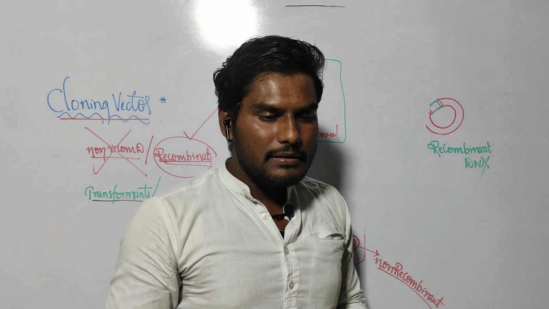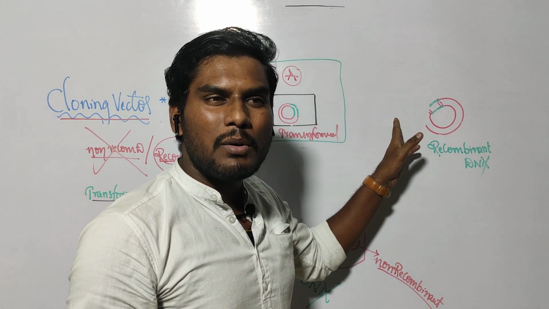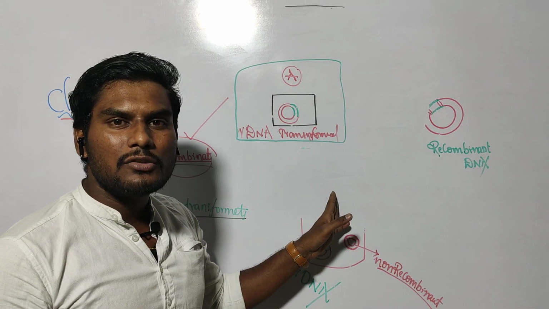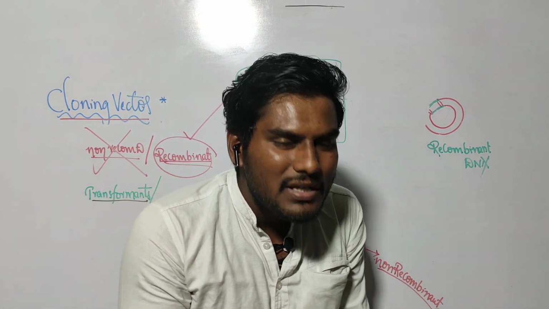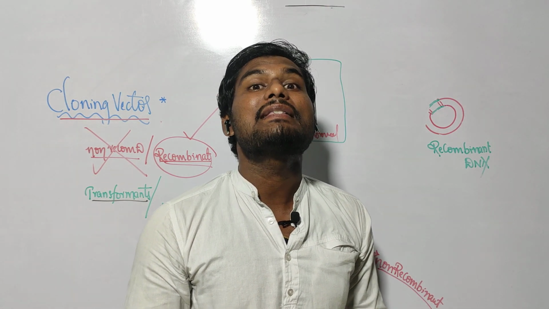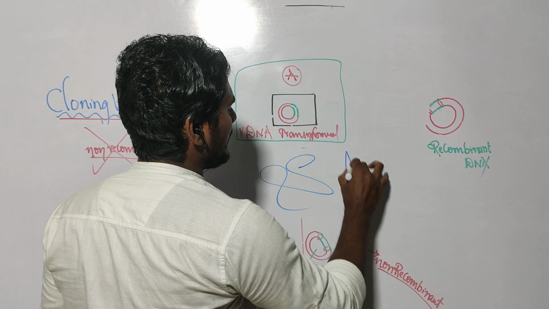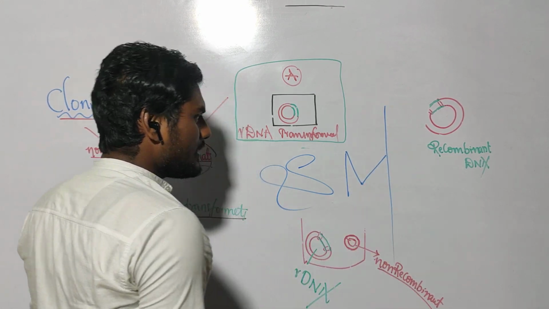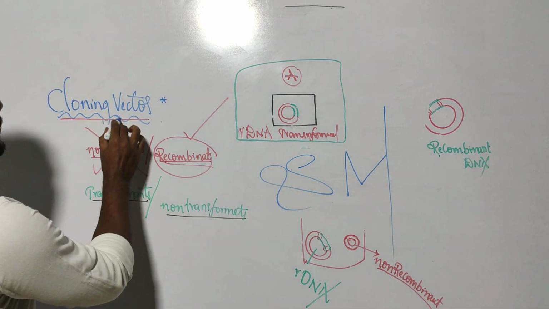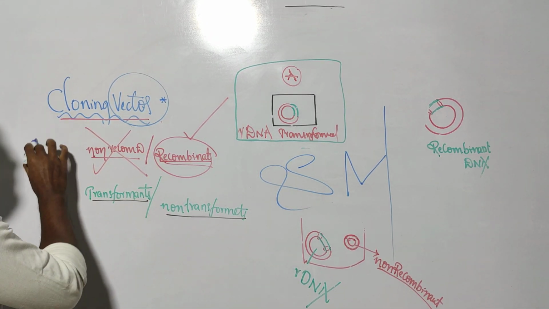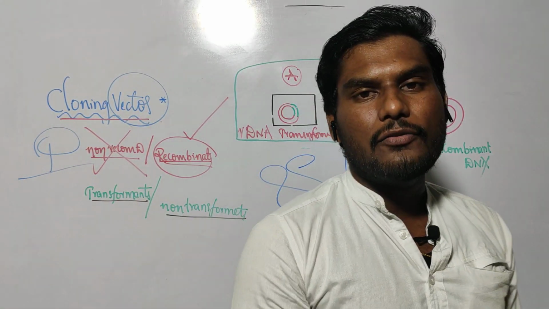Selection. You can write this on the board. These two are transformed by taking the circular DNA. This one is not transformed, it has not taken the circular DNA. But how can we select? Because of that, the next heading is selectable markers. These selectable markers are also present in the vector. Which vector have we taken? Plasmid. So, for today it is enough.